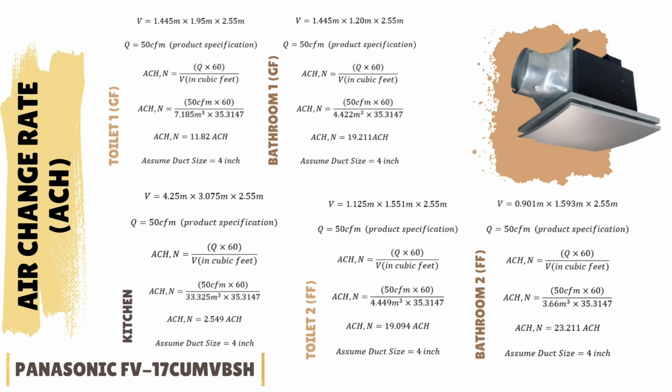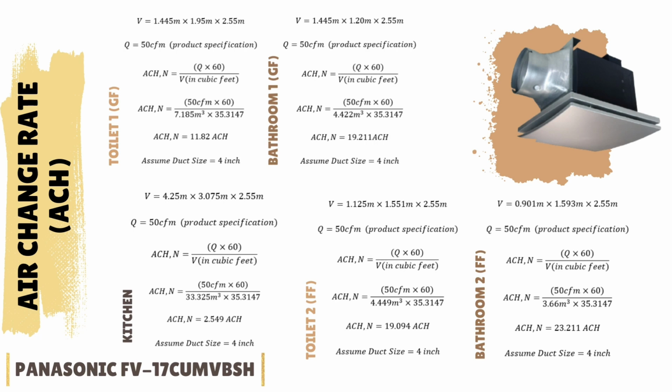To determine whether the product is suitable to be installed in certain places, we first need to determine the air change rate. For toilet 1, bathroom 1, toilet 2, bathroom 2, and kitchen, we install the FV70CUMVBSH. First, to calculate the air change rate, we must find the volume of space. After we calculate the volume of space, we find the air volume of the product from the product specification. For this product, the air volume is 50 cfm, which is in minutes.